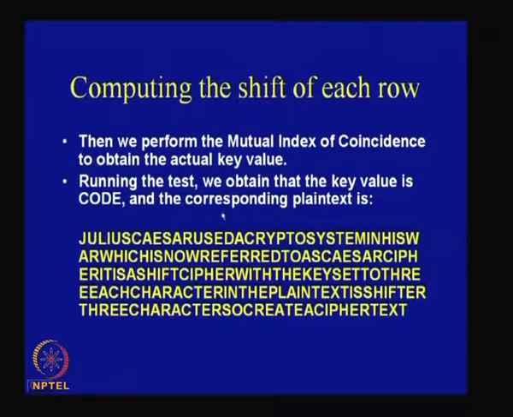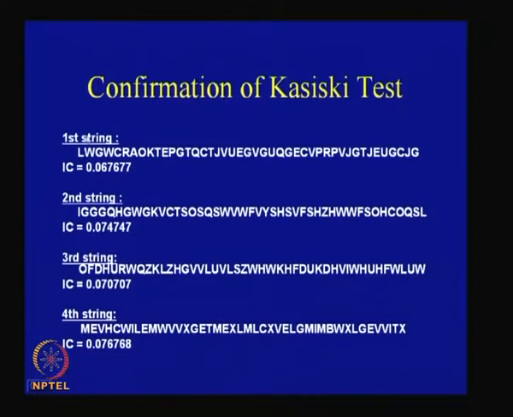We obtain the corresponding frequency distribution of this string, and we also know the a priori frequency distribution in English language. We use these two frequencies to compute the mutual index of coincidence of this string, and the value for which we get 0.065 is the correct one. So we obtain the actual value of the key, that is, the shift.